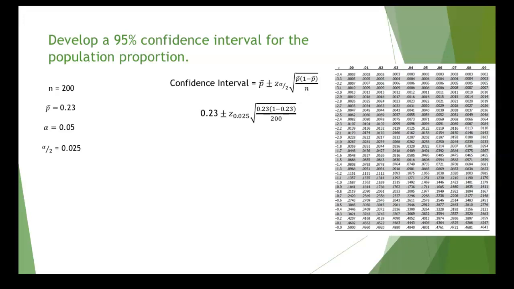And we are looking for 0.025 on the inside of this table where all of the areas are. So we find 0.025 right there. And that Z-score is 1.96. So we can now fill in that Z-score into our formula. So now our formula reads 0.23 plus or minus 1.96 times our standard error, which equals 0.0298.